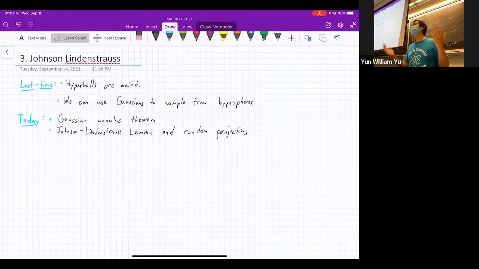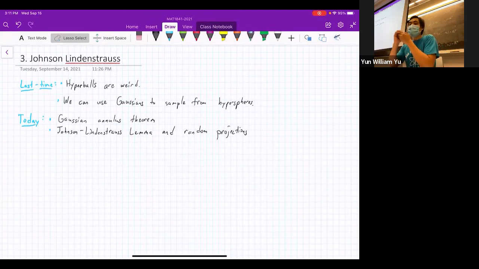This is the end of the first week, I guess, since it's Thursday, Friday, Wednesday, which is how I'm sort of counting things. Today we're going to be getting to the payoff of the first week's worth of material, which is the Johnson-Lindenstrauss Lemma, and the Gaussian Annulus Theorem, which we're going to use to prove it.